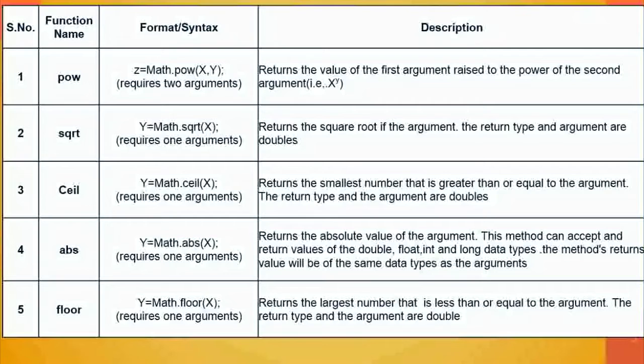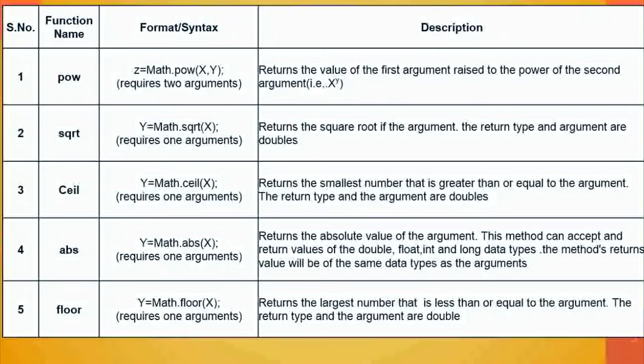Now pow: z is equal to Math.pow(x, y). It requires 2 arguments, that is x comma y. The description says it returns the value of the first argument raised to the power of the second argument, that is x to the power of y. So we use 2 arguments, one for the power and one for the normal.